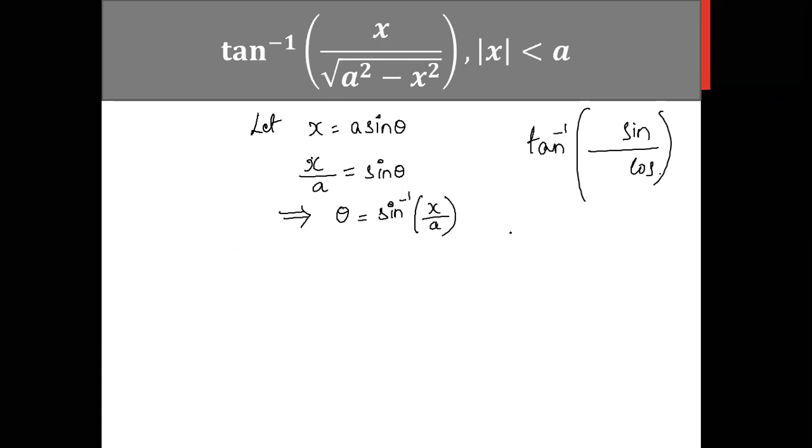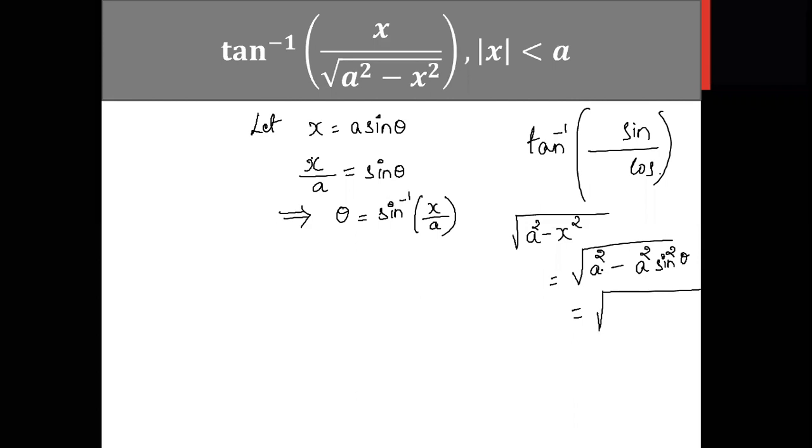Okay. So now you look at the denominator. We have in the denominator square root of a square minus x square. Substitute, you'll get a square minus x, where x is a sin theta. Then what is x square? It is a square sin square theta. So that is equal to square root of a square minus a square sin square theta.